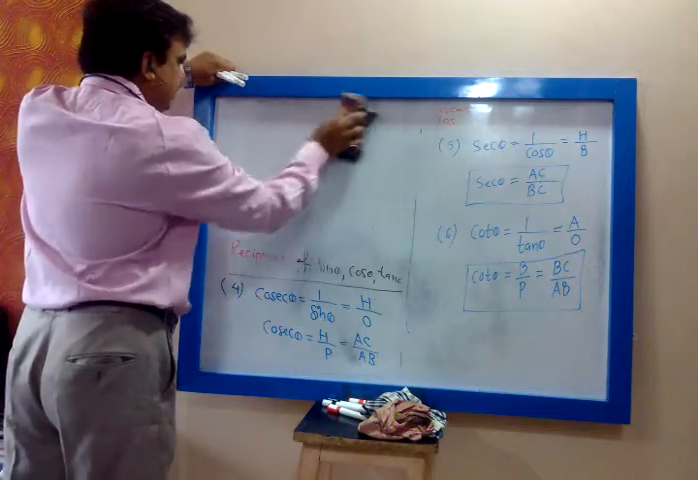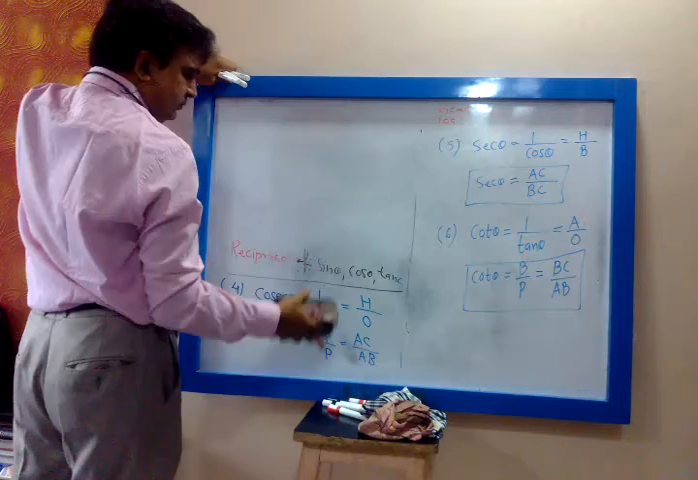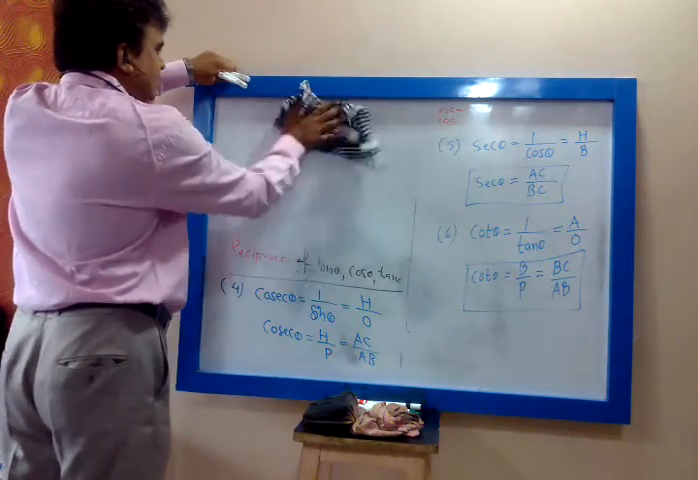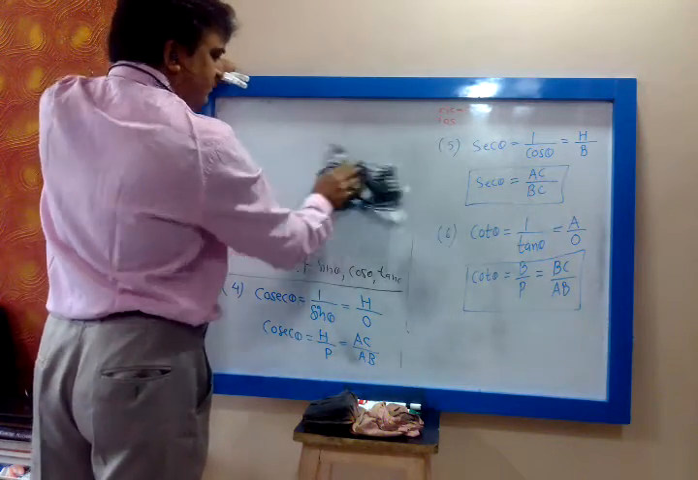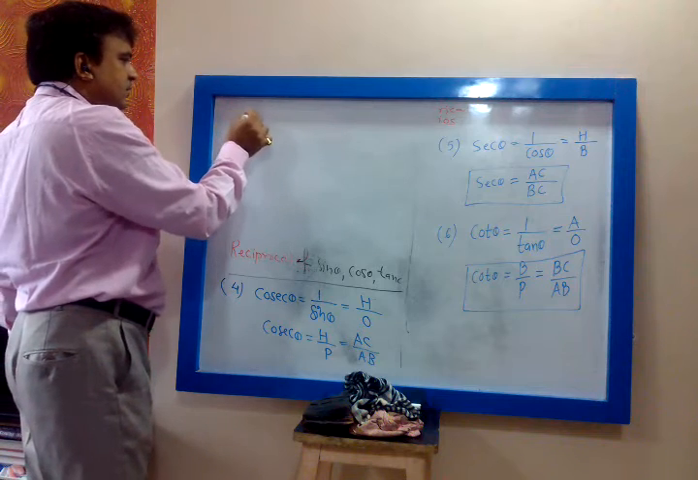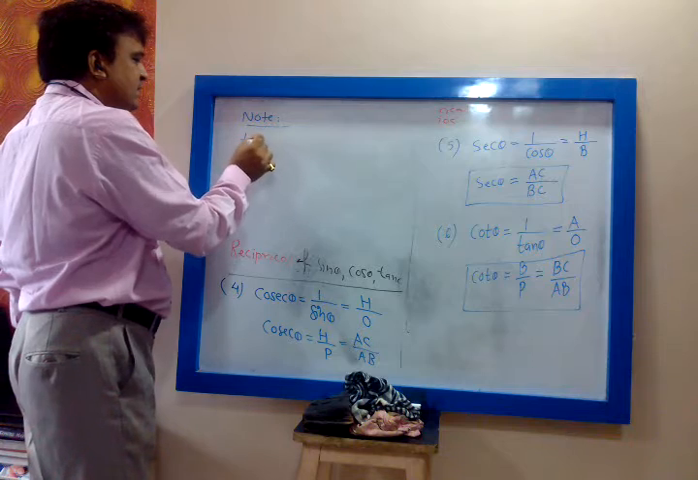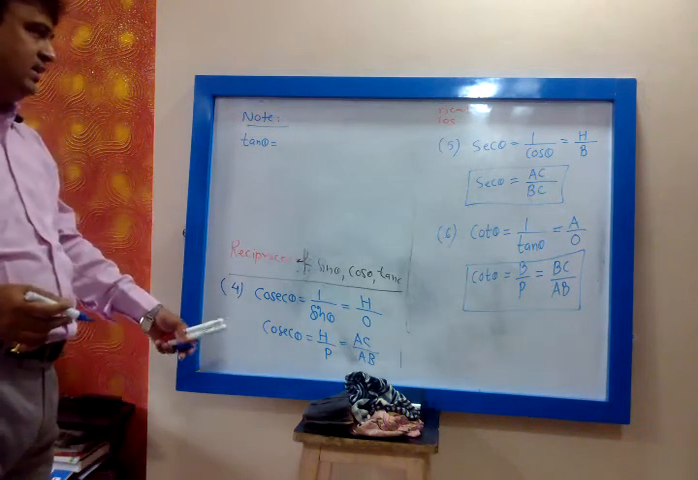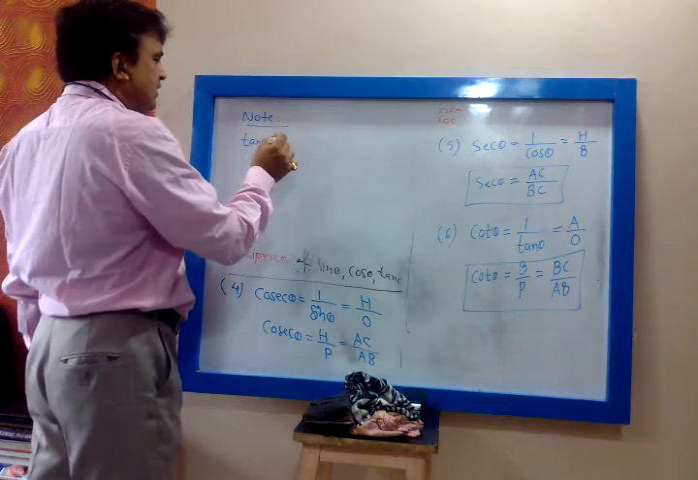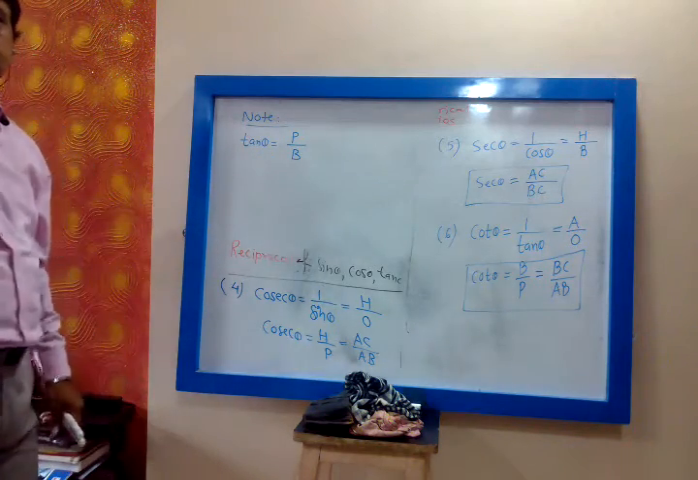Now let us see tan theta. There is a derivation part, we use that hexagon diagram. Okay, now write this note. You have to remember. What is tan theta? Tan theta is perpendicular upon base. Correct?